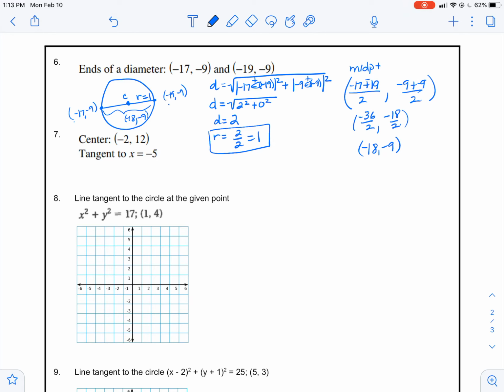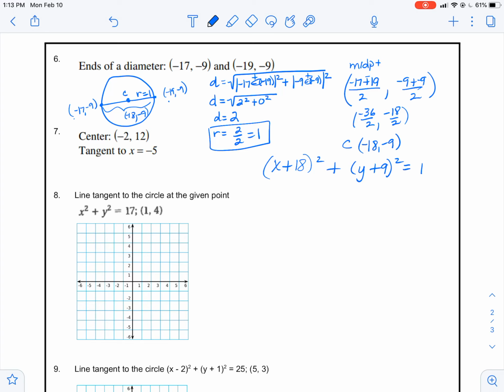Okay, my equation then is going to be my center. Okay, this is my center. So x plus, because of double negatives, 18 squared plus y plus 9 squared equals radius, which is 1, squared, which is 1. And so there will be my equation given the endpoints of the diameter. So as you see, we found a lot of different equations given a lot of different information.